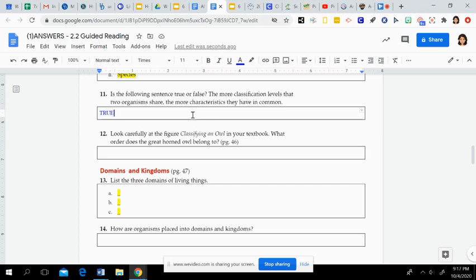Question 12 then is looking carefully at the figure classifying an owl in your textbook. This was that picture chart of the classification levels. And this again was another tricky question, but you needed to find the order that the great horned owl belonged to. So if you look at that classification level order, there was a scientific name in Italian that you needed to identify, and that is Strigiformes.